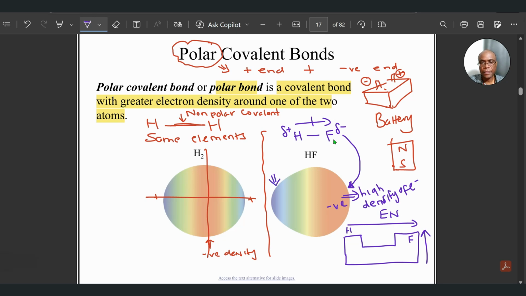And then the blue side here, this is where you have high positive presence or density. So this is partially positive, this is partially negative. We don't use full charge plus and minus because we still have these two atoms bonded. So we use this sign sigma to represent partial. Okay, so you have partial positive, this side, the blue side, partial negative, the brown side. And that makes HF, hydrogen fluoride, quite polar. I expect HF to dissolve in water, but I don't expect hydrogen gas to dissolve in water.